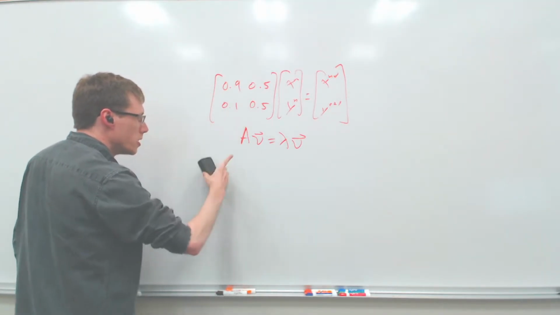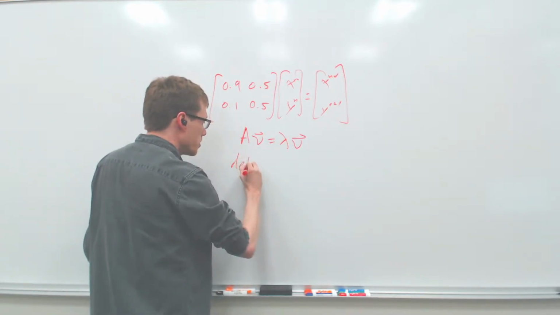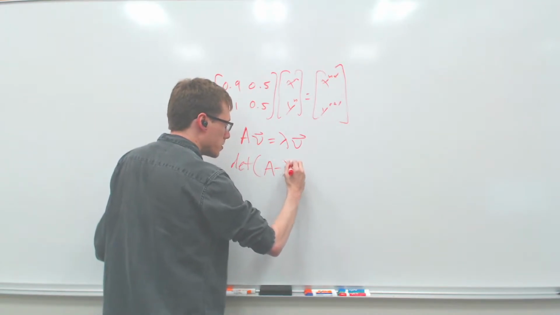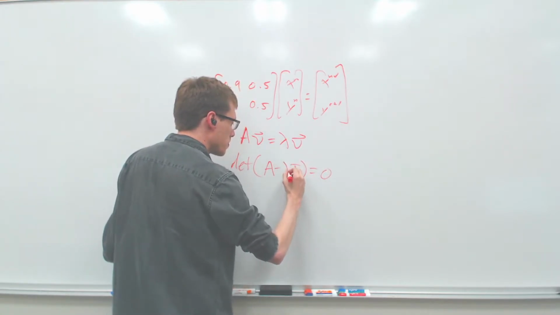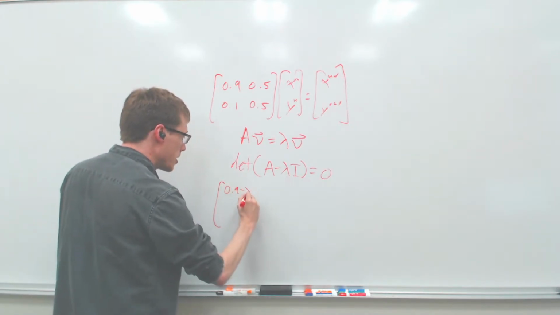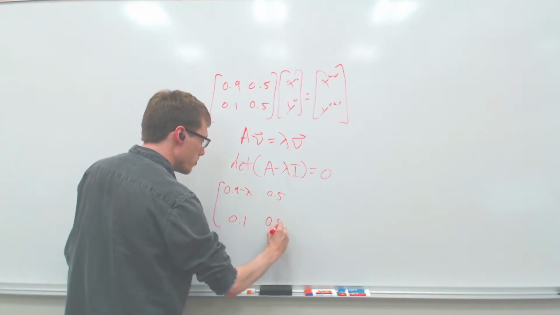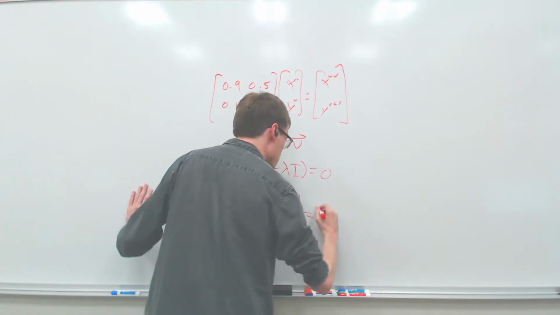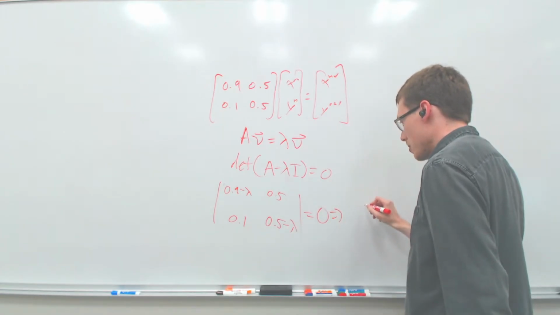So first, hopefully from the videos, you learned that this means that the determinant of A minus lambda I has to be equal to 0. And so therefore we have 0.9 minus lambda, 0.5, 0.1, 0.5 minus lambda. The determinant has to be equal to 0. And therefore, we're going to get that. Oh boy, we've got to multiply this out.